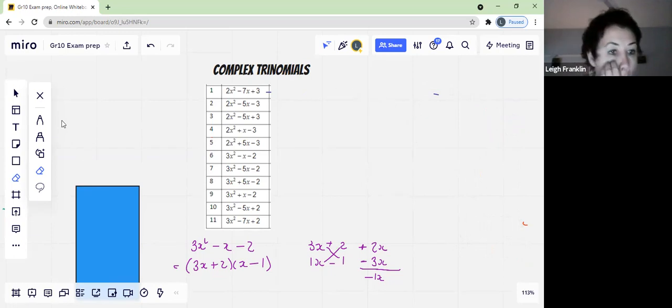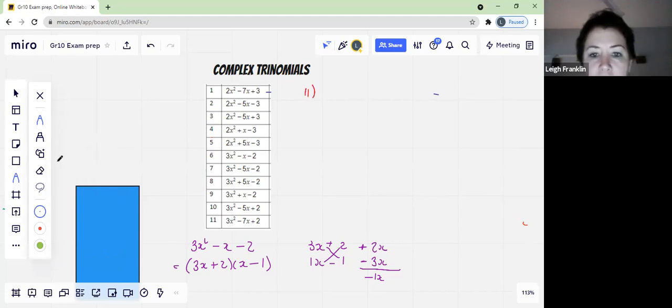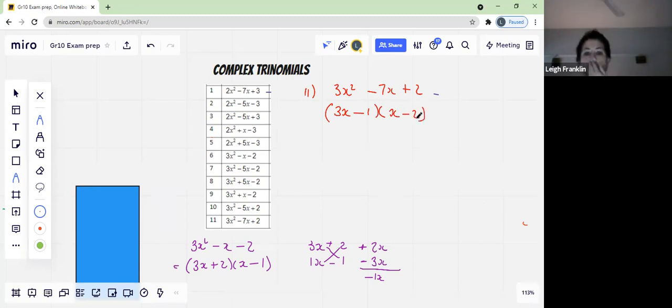Okay, there we go. Lizzie, you said in number 11, 3x squared minus 7x plus 2. What did you say the answer was, Lizzie? Lizzie says the answer was 3x minus 1, x minus 2. Yes, perfect. 100%, Lizzie, good job. Okay, well done. That's quite right.